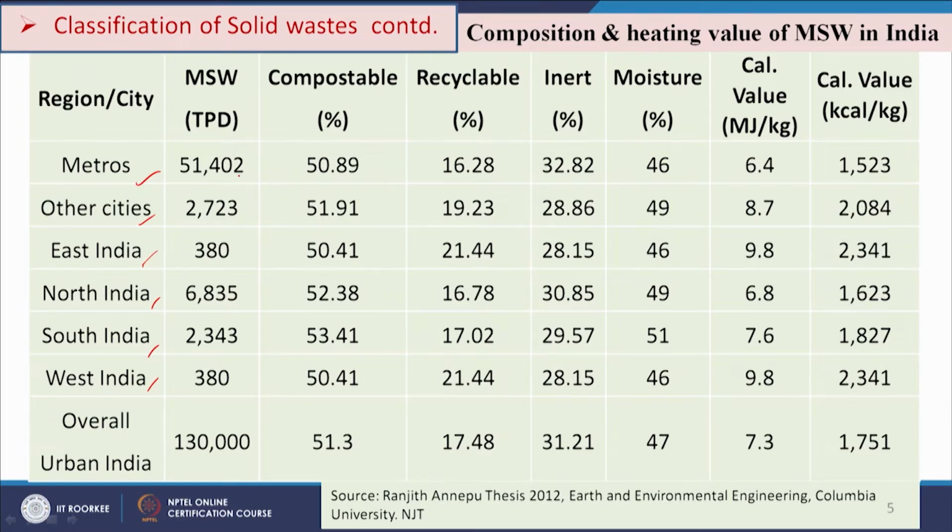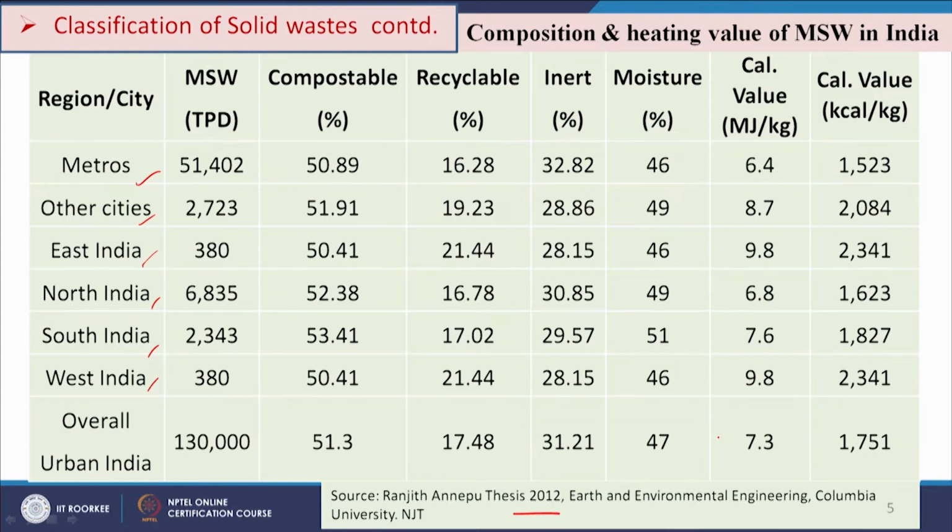This table shows an example case study based on a 2012 study. These are the total production in tons per day and the compostable fraction present in it. It is evident that around 50%, plus or minus, is compostable material in the MSW produced in different parts of the country, and recyclable materials are 16 to 21.44%, so around 20% or 22% at maximum. Inert is also present, 32.82% and somewhere 29%, like this. Moisture content is also mentioned, and calorific value we see. The calorific value is not very high, but it can be recovered. So, these are the characteristics of MSW available in the country.